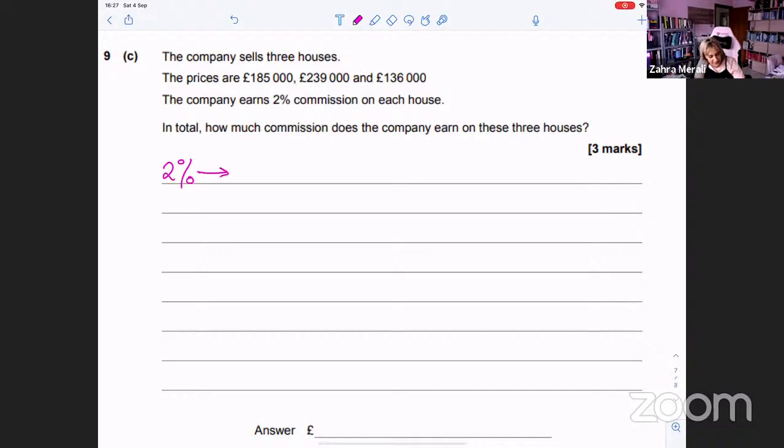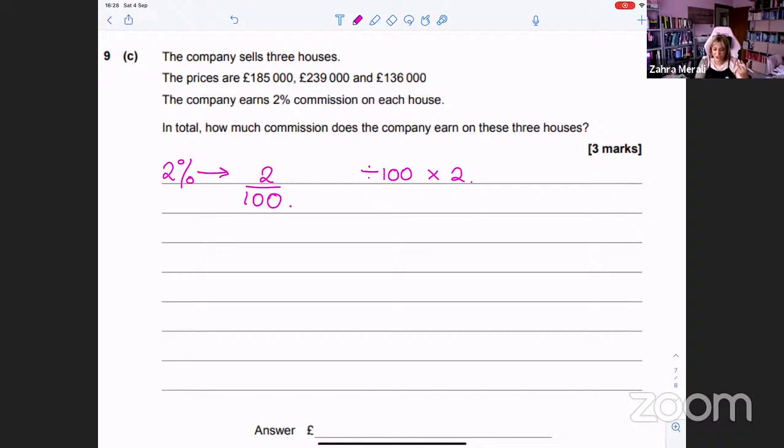So 2% is 2 over 100, isn't it? Because every percentage is out of 100. So that's the same as dividing by the bottom and multiplying by the top. So we're going to divide by 100 and multiply by 2. Dividing by 100 is going to get rid of the zeros, and then we're just doubling. Now, we could add it all up and work out 2%, and that might be easier.